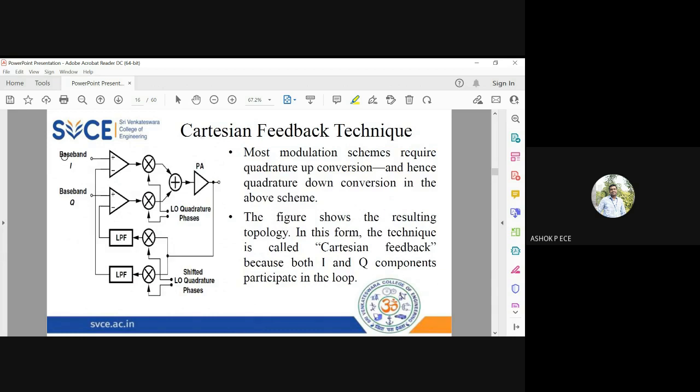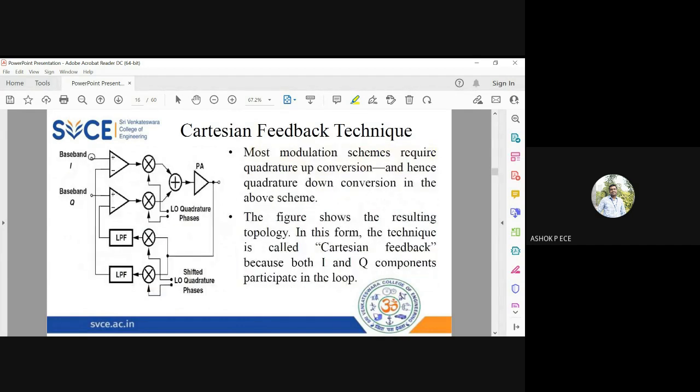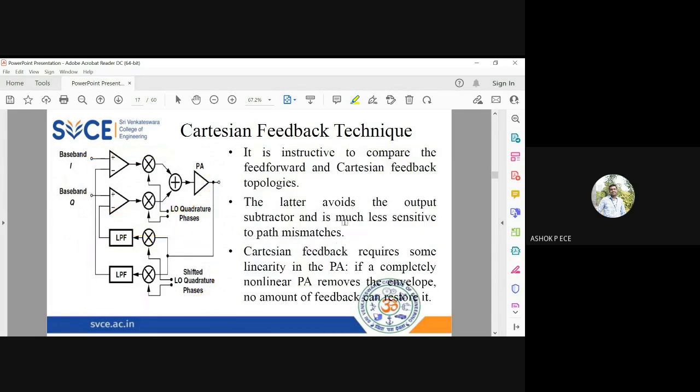Next, this is for a single channel. If I'm going to go for I and Q now, the same will be repeated twice: one set for I and one set for Q. The same will be repeated twice for the in-phase and quadrature phase components.